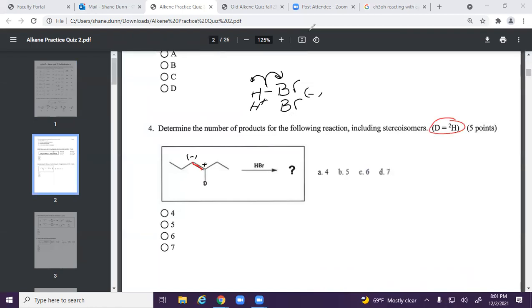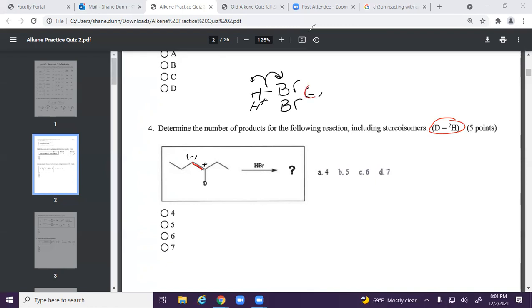D is basically two hydrogens, but we treat D as its own element. It's really weird. It's treated as an H, but it's also given more priority than a normal H. So it's two H's that are bonded together, then form a bond. It's weird. Just treat D like an H, but just know it's its own little thing. It's kind of annoying. Okay.